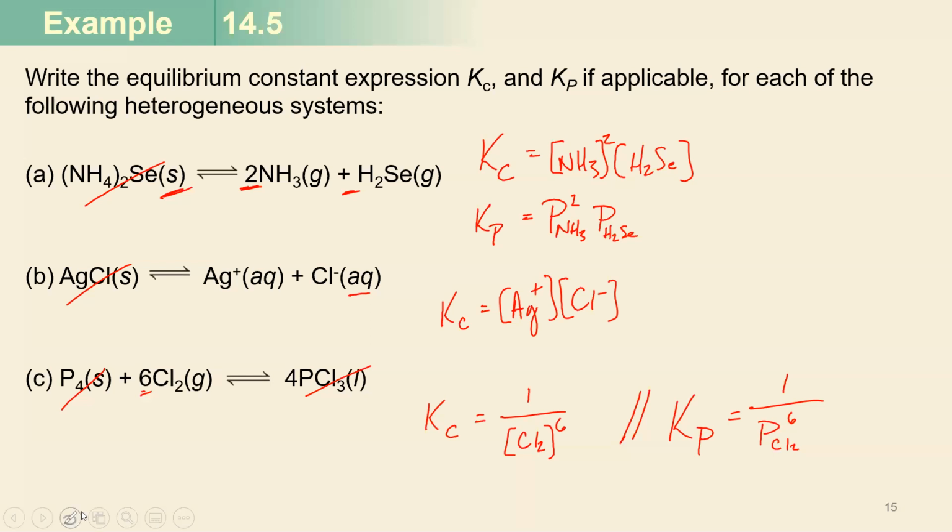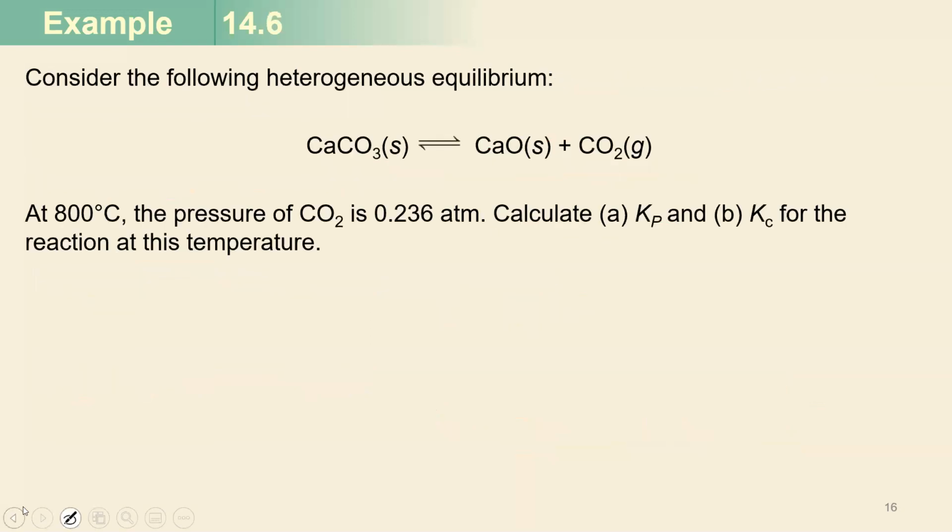All right. Hearing none, let's move on to example 6. We have an equilibrium between calcium carbonate and calcium oxide plus CO2. It gives us a temperature, and it gives us a pressure of one of the products, CO2. We're going to calculate Kp and Kc for the reaction at this temperature.